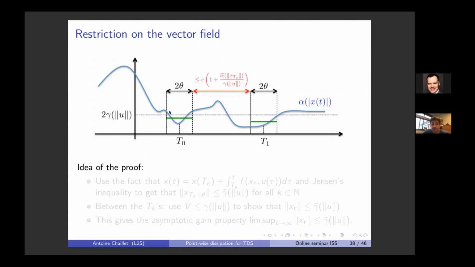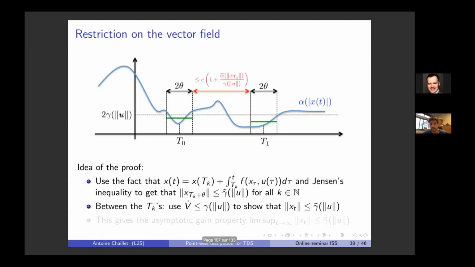But it's only pointwise. I know that there exists a time at which x of t is smaller than this gamma of u, but I have no information on whether the whole history is contained in this ball of radius gamma of u. So here with the growth rate condition, without going into details, I managed to show that the whole history function works, and that the time between two consecutive such intervals is uniformly bounded. So this is a uniform lim property, and I managed to get iISS.